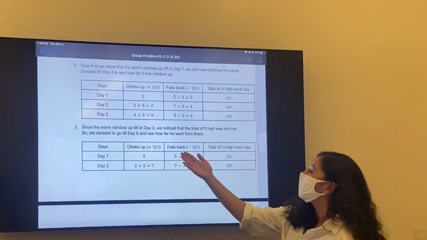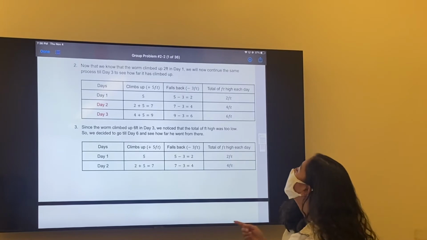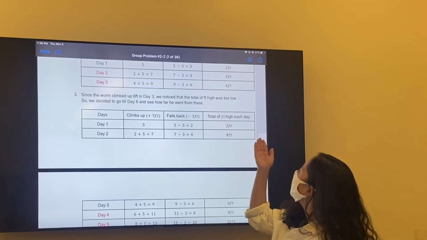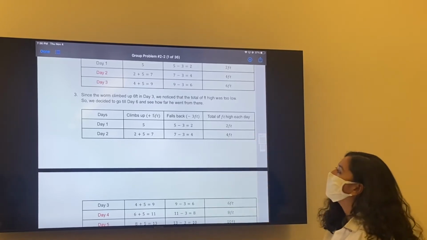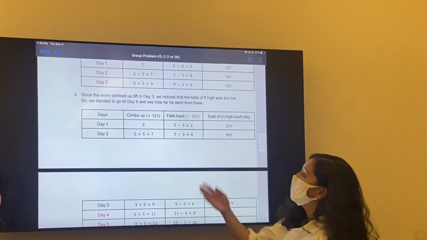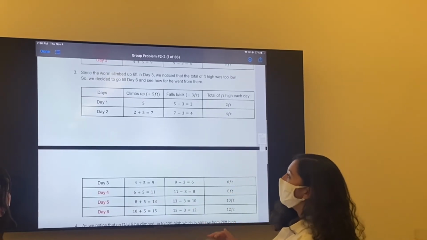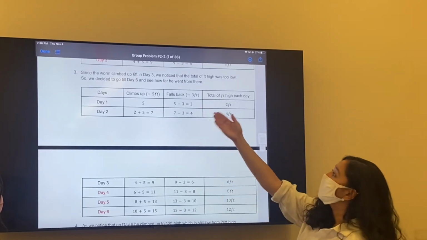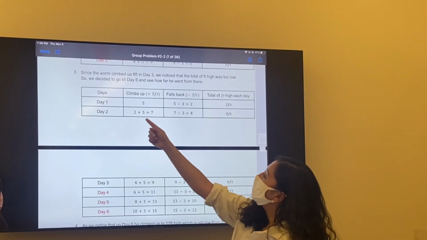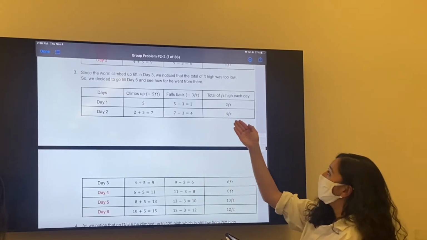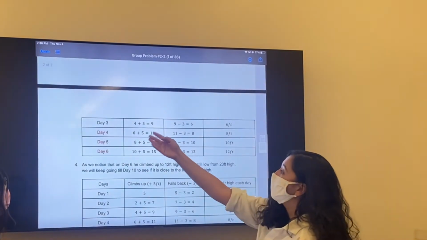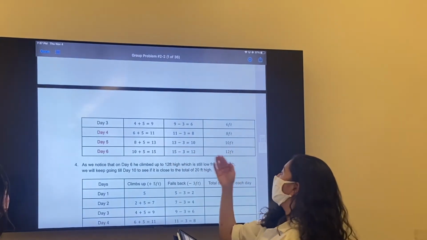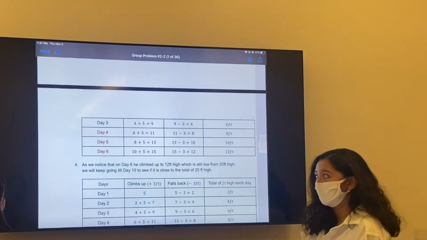Since the worm climbed up 6 feet in day 3, we noticed that the total amount of feet high was too low. So we decided to go till day 6 and see how far he went from there. We see how the page broke apart the chart. But in day 1, he climbed up 5 feet, and then he fell back down 3, that equals 2. The 2 goes in day 2, plus 5 equals 7, 7 minus 3 equals 4, 4 feet. In day 4, 4 plus 5 equals 9, 9 minus 3, which he fell, equals 6 feet, and so on and so forth. So we continue that pattern up until day 6.